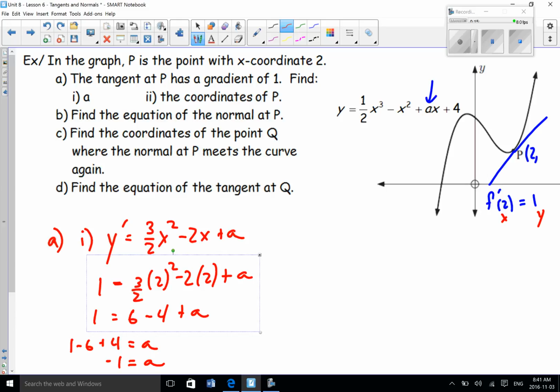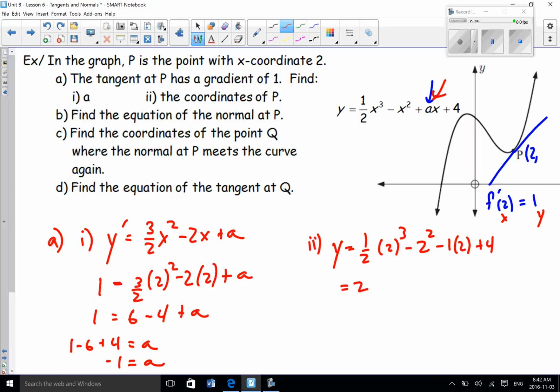Now we found a. Now we're going to find the coordinates of point P. Well, point P is at 2 and something. And the only thing we couldn't find originally was when we had that a there, right? So we can now plug in our x value of 2. Our a value is negative 1 times 2 plus 4. And just put that on your calculator and you should end up with 2. So point P is 2, 2.